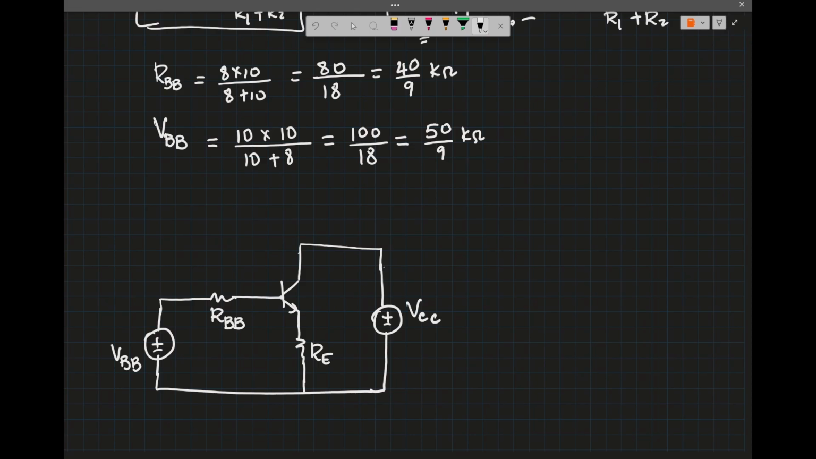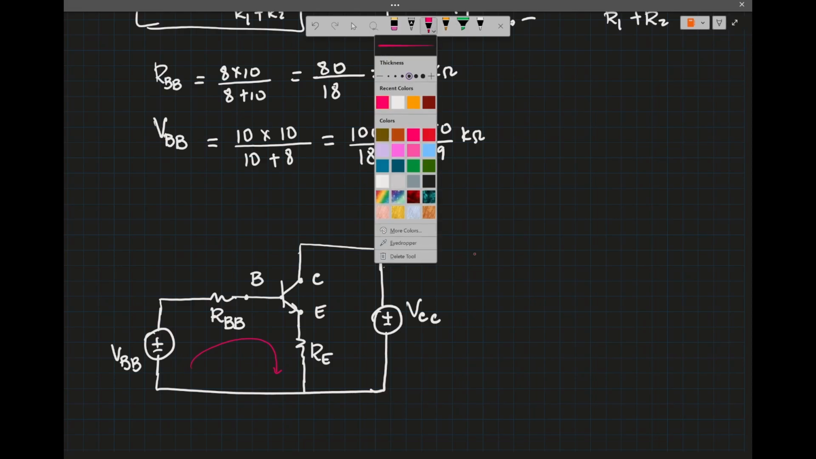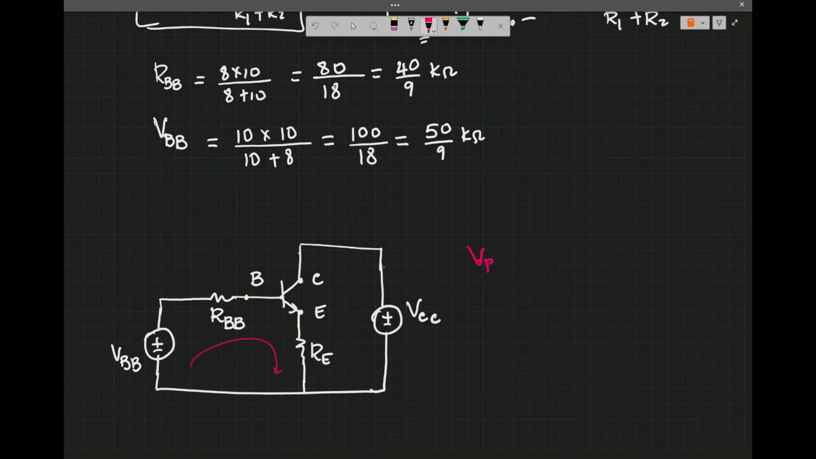Okay. Now this is the collector, this is the emitter, and that is the base. So to find the base current, we are going to write KVL that includes the base. So let's draw that KVL. The current here will be IB, the current here will be IC, and the current here will be IE.